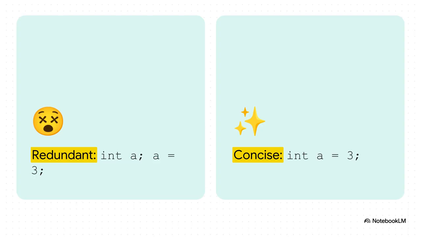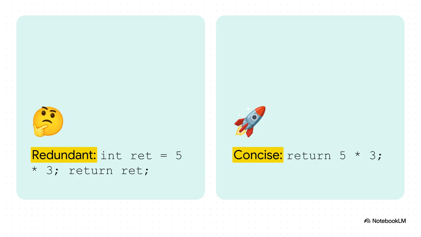Now, this might look super simple, but the difference here is actually huge. On the left, you're making the reader's brain do two things. First, it sees a variable exists. Then, it has to go hunt for its value. But the version on the right, boom, it's all there in one go. You get everything you need right away. That's what we call higher information density. And honestly, it's just about respecting the next person's time.